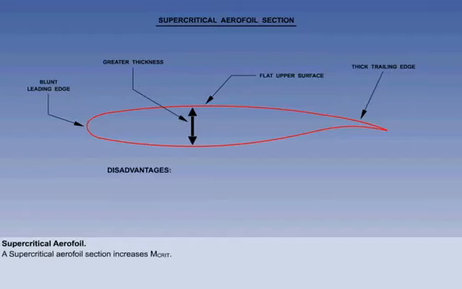The disadvantages of the supercritical over the conventional section are more complex high-lift devices are required, there is more trim drag, and if the aircraft experiences high-speed buffet, any oscillations will be more severe. None of the disadvantages outweigh the advantage of a higher critical Mach number. So all jet transport aircraft will have a wing with a supercritical section.